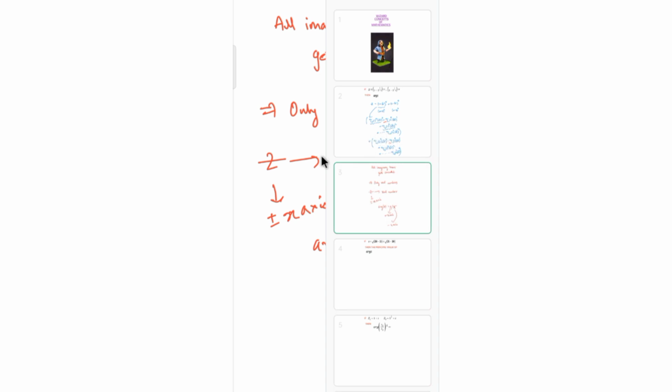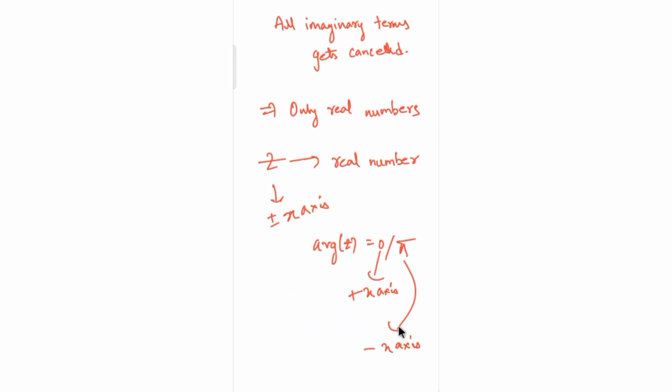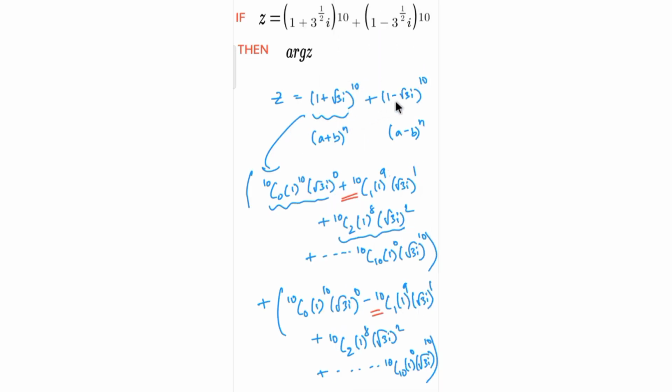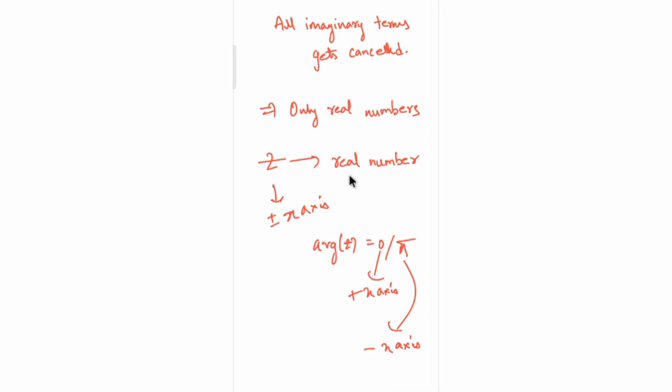So the importance of argument, like how do you find the argument, is what I actually wanted to describe here. The basic thing is you need to find whether z is a complex number or a real number, and then come to the conclusion that the argument of z is 0 if it's on the positive x-axis, and if it's on the negative x-axis, then the argument of z would be pi.